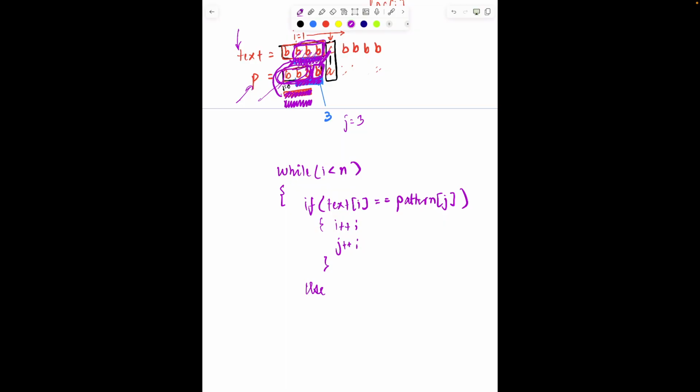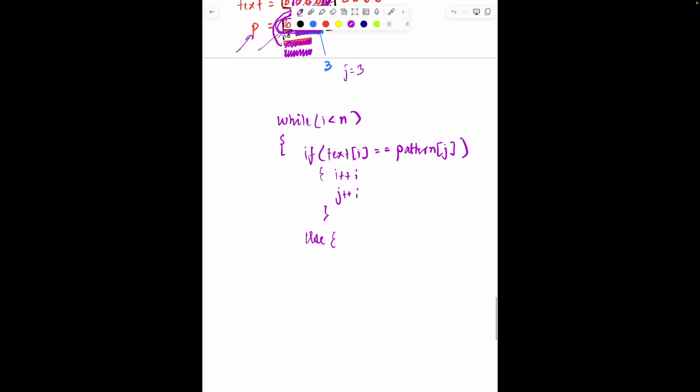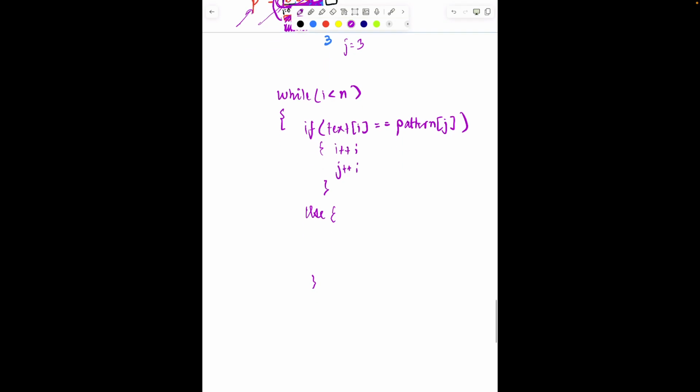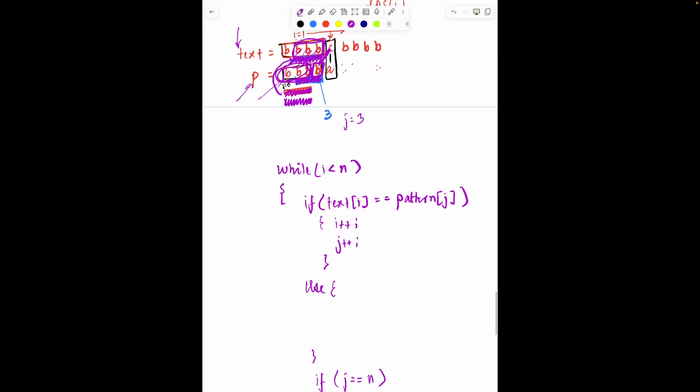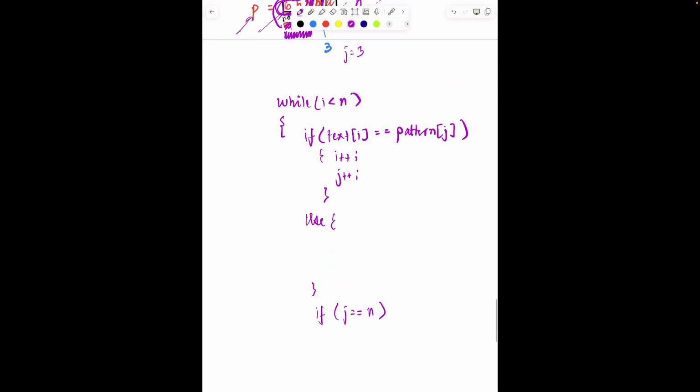Now, the else case is a little tricky, very similar to LPS, but still a little tricky. Let's assume we'll fill this else case later. So we're just going to check if J equals N, where N was the length of the pattern. If J moved completely to the end, we can just return I minus J at this point. This means we were able to match all the characters in the pattern to some substring in the text, right?